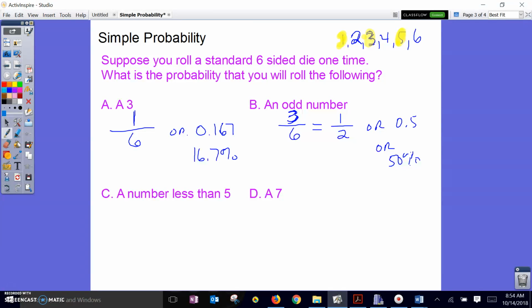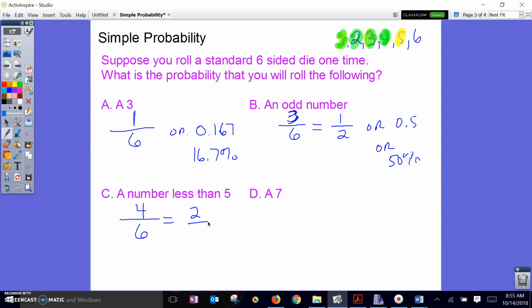A number less than 5. There are still 6 possible outcomes. How many numbers are there that are less than 5? 1 is less than 5, 2, 3, 4. 5 isn't less than 5, so we don't count that, or 6. So there are 4 successful outcomes where we will get a number less than 5.